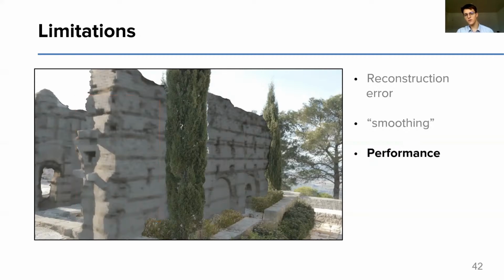And the main drawback of our method is its performance. The first step of our deferred approach can take up to 10 minutes on large scenes, and after that, the second step can only run at a few frames per second.